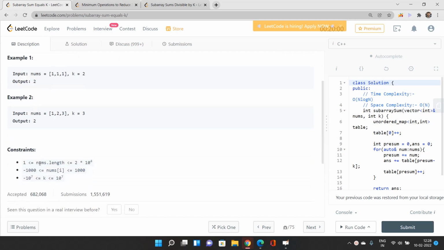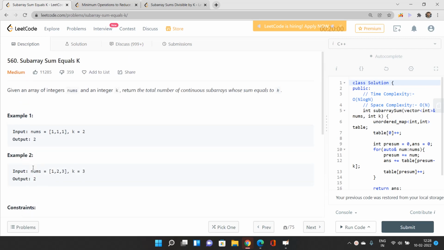You can see the max length of the array goes around 2 into 10 raised to the power 4, so an O of n square time solution is not going to pass. We need to consider an efficient method to solve this problem, so we would be using a hash table. I will tell you how we can improve our code by using that. For now, let's understand how we can solve this problem with the same concept.